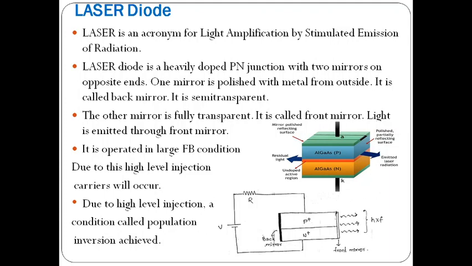Here, these laser diodes operate at larger forward bias voltages. Due to this, high level injection of carriers will occur. So, due to this high level injection, population inversion can be achieved here.